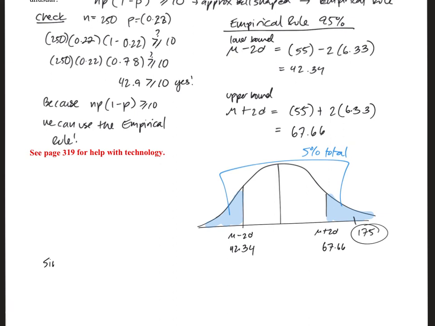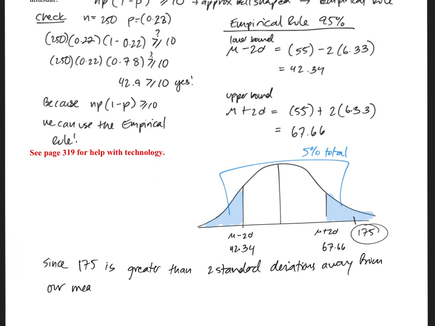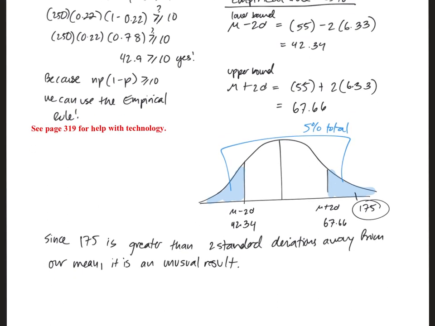So since 175 is greater than 2 standard deviations away from our mean, it is an unusual result. Period.